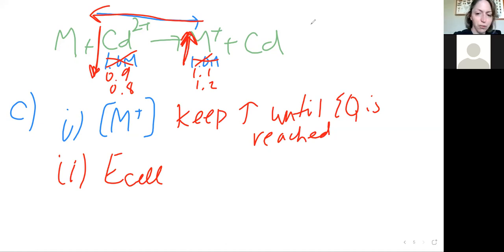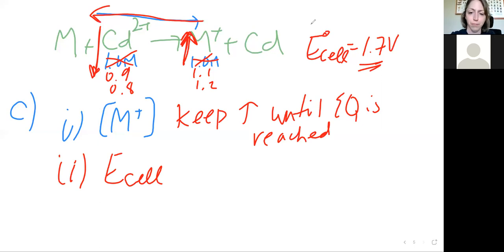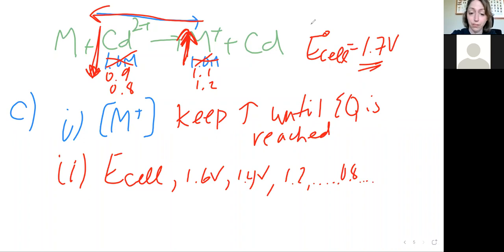I'm not sure if I knew the answer or not, but let's just say E cell started at 1.7. I'm just making up a number. I know that's probably not what it is. Doesn't matter. Let's say E cell is 1.7, and that's for a standard cell. So as M plus goes up and Cd2 plus goes down as the reaction proceeds, it's going to be driven less in the forward direction. So next thing you know, it'd be 1.6 volts, 1.4 volts, 1.2 volts, 0.8 volts, and so on and so forth, until it goes down to 0.